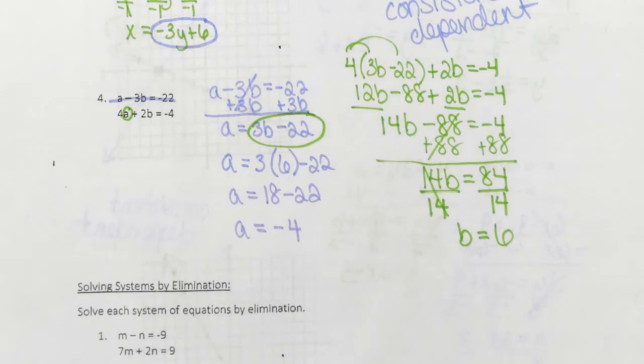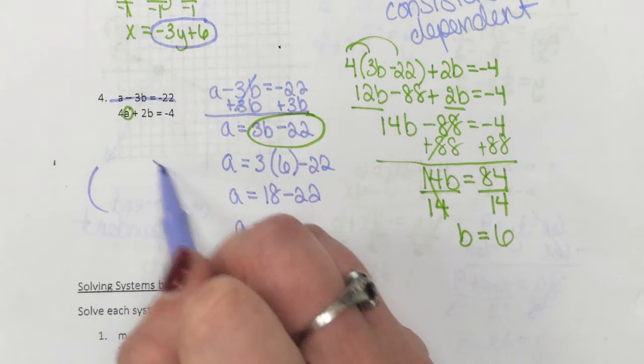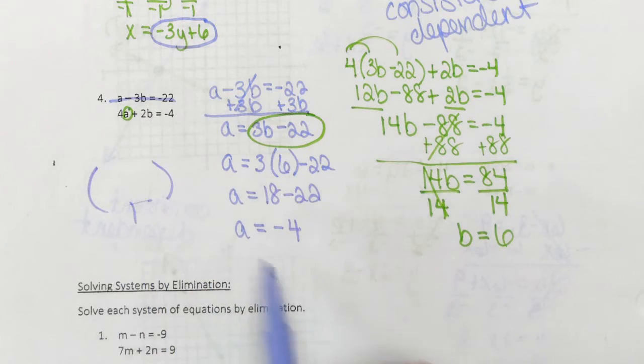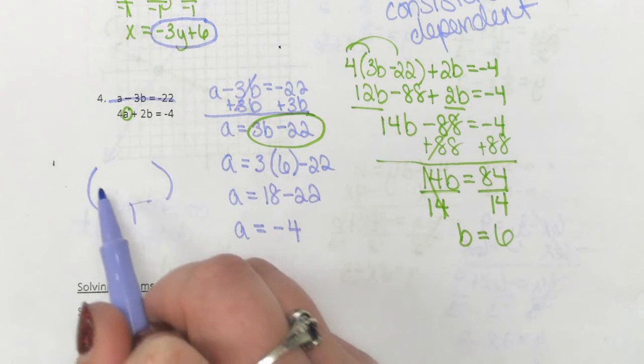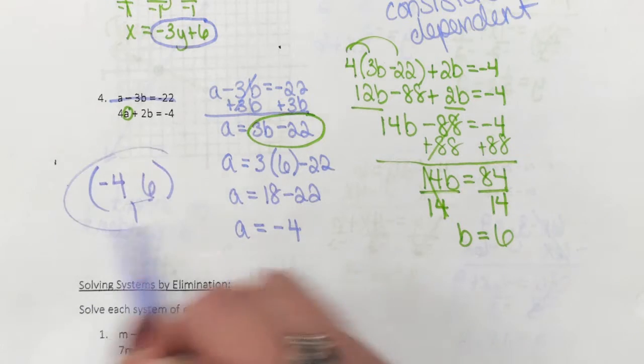So how do you know which one goes in which order in the ordered pair? Very good. Alphabetical order. X and Y are in alphabetical order, so A and B are in alphabetical order. So negative 4 and 6.